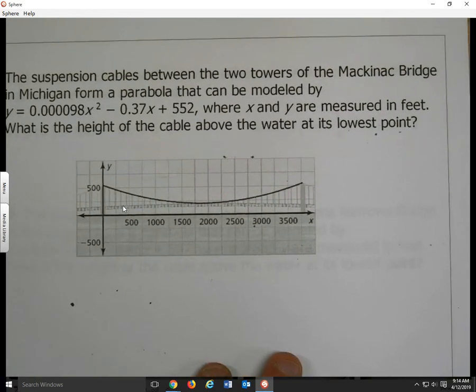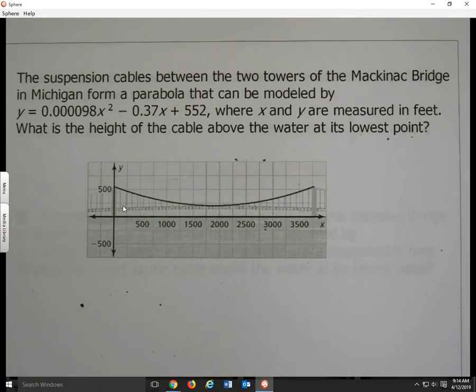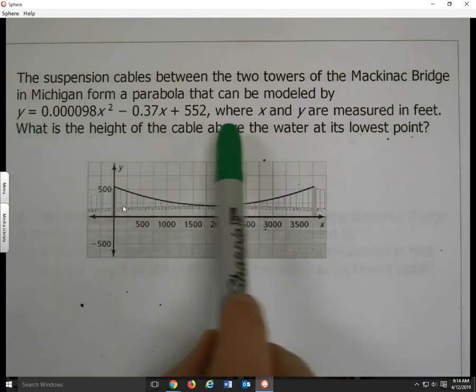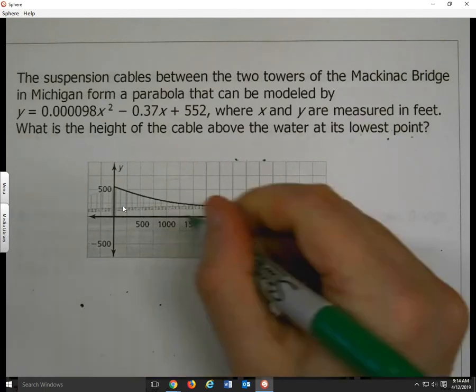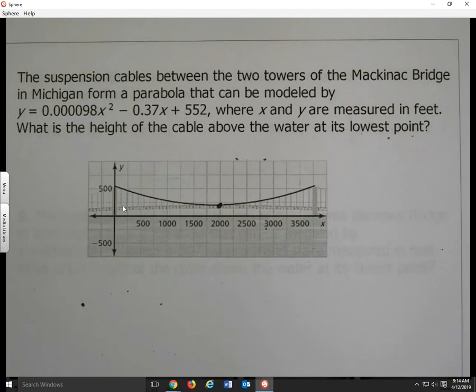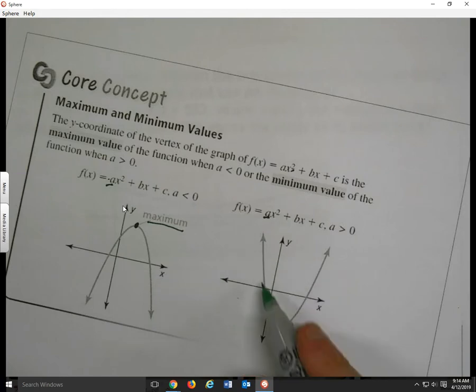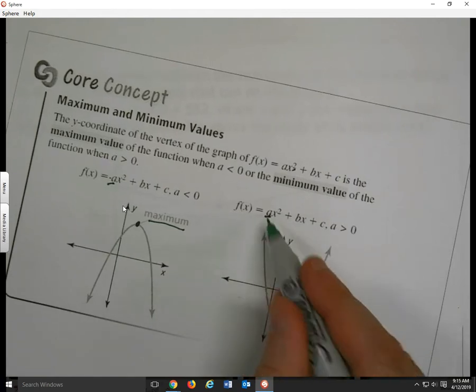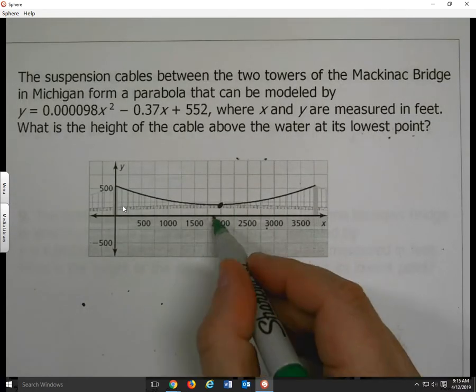So it says the suspension cables between two towers of the Mackinac Bridge in Michigan form a parabola that can be modeled by this quadratic here, where x and y are measured in feet. What is the height of the cable above the water at its lowest point? Now it's frowning. So if it's frowning, we're actually looking for a minimum point. You know the a is negative, and there's a minimum point when it frowns. What is the height above the water of this minimum point?